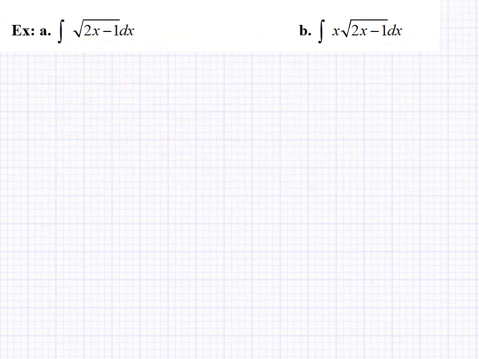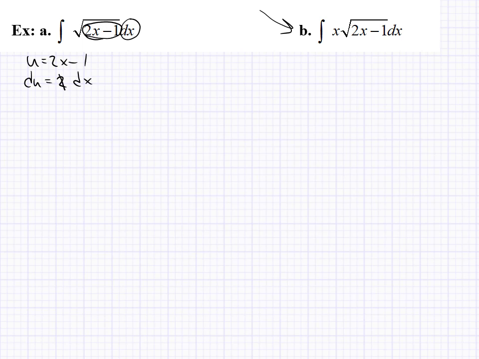Here are two examples. One is easier, one is harder. They look fairly similar, but really different in the way we're going to get these things done. The second one has a major issue in it that we haven't dealt with yet. The first one is pretty straightforward. If I say u equals 2x minus 1, the derivative is 2 dx. Now we don't have that extra 2. If this is u, we just have a dx. We don't have the 2, but we talked about that.